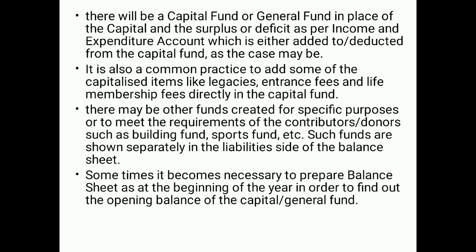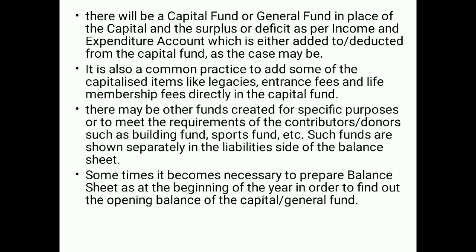Sometimes it becomes necessary to prepare a balance sheet as at the beginning of the year in order to find out the opening balance of the capital fund or general fund. The question says sometimes, but I would say that every time it will be necessary in your class 12th NPO course, because the question does not provide you the capital fund amount. So you have to find it out, and you just have to figure out the balance sheet of the last year.